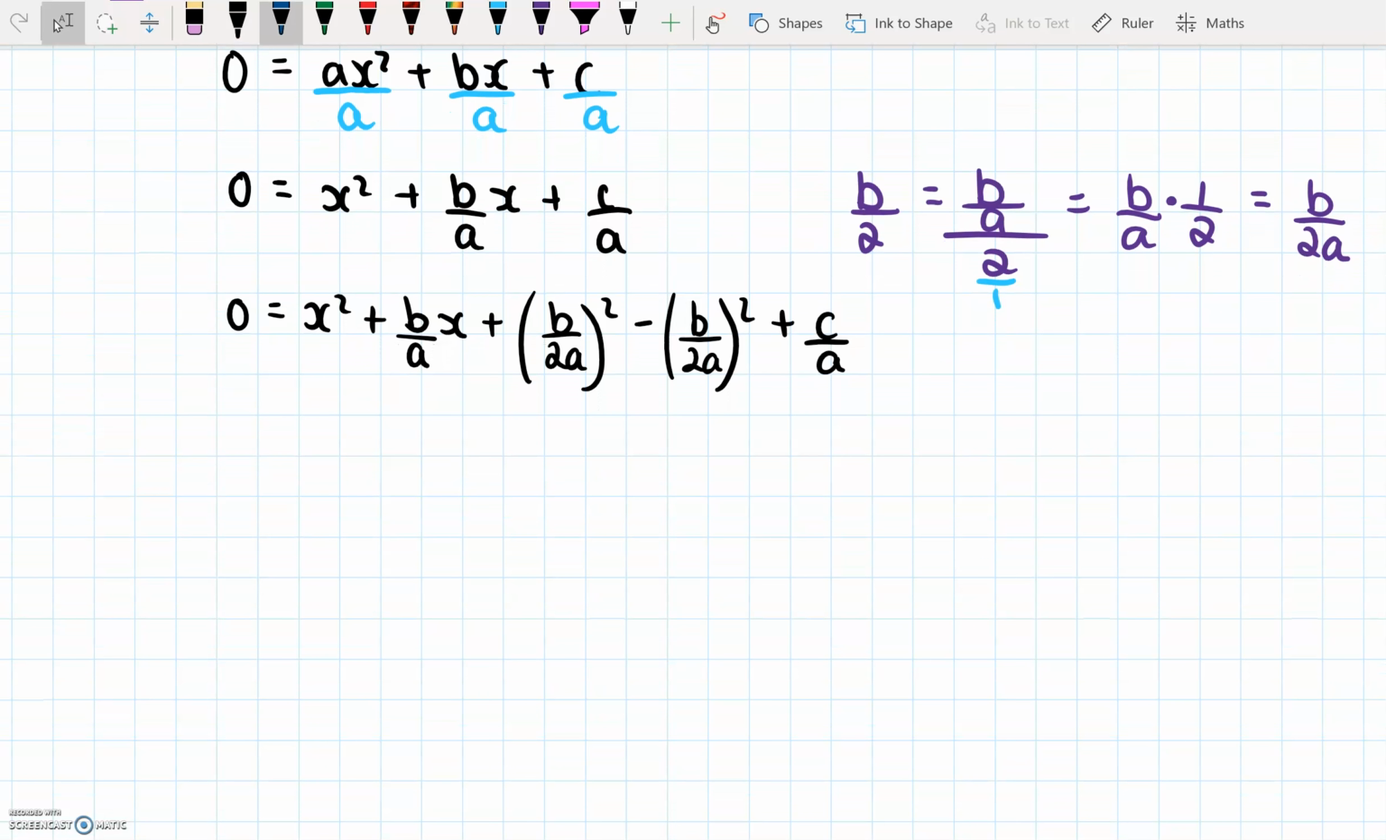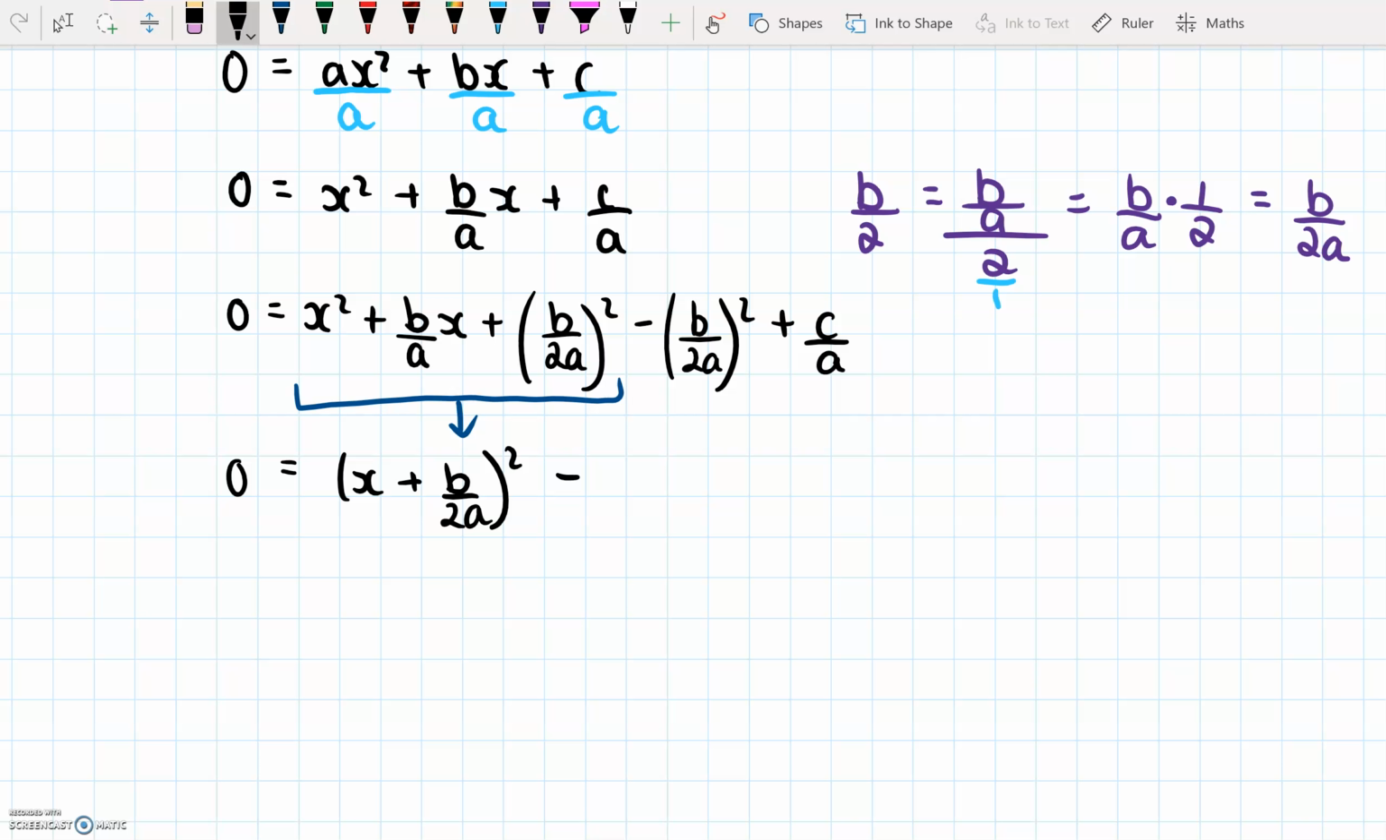Now we can complete the square, or we can turn it into a square. So this part here is going to become 0 equals x plus b over 2a squared, minus. Okay, now at this point we can leave it like this, or we can start to simplify our squares. So we're going to do that. We're going to make this b squared divided by, and 2a squared becomes 4a squared plus c over a.